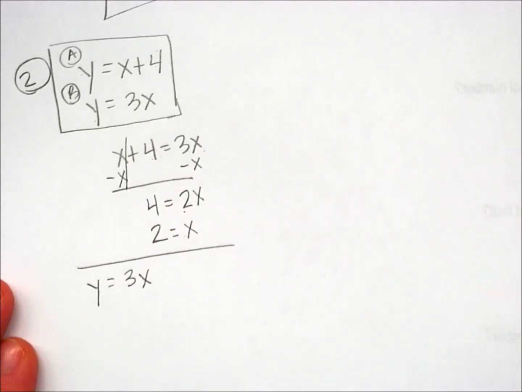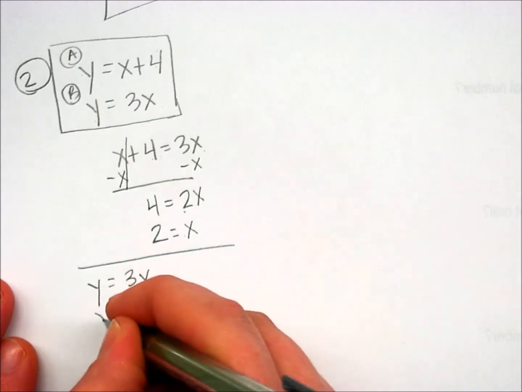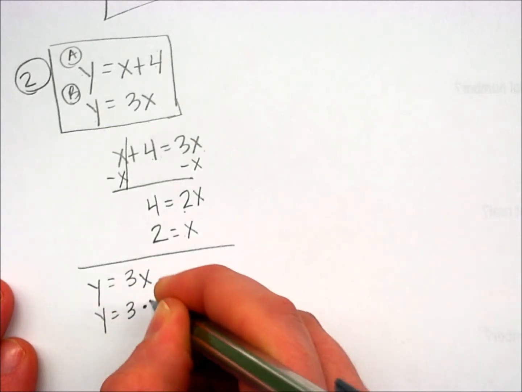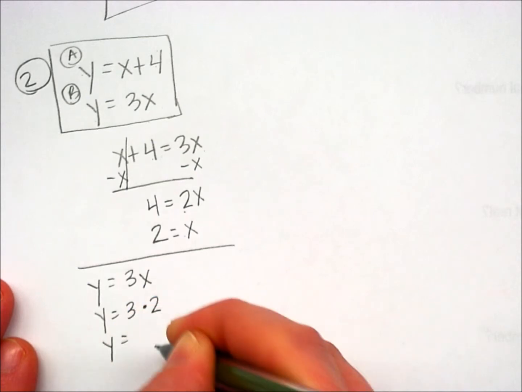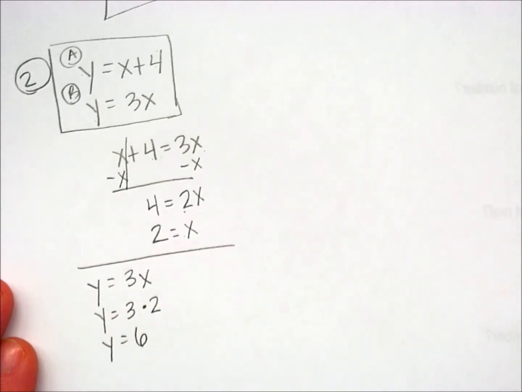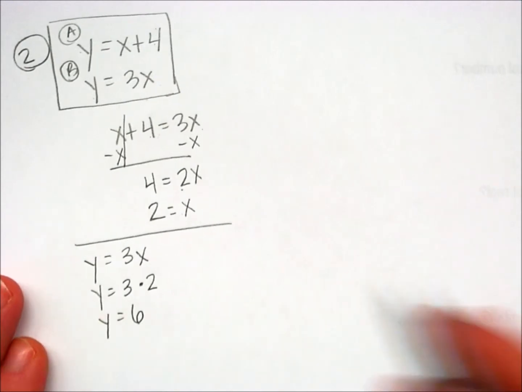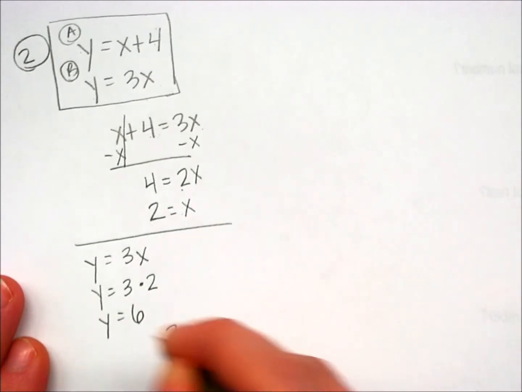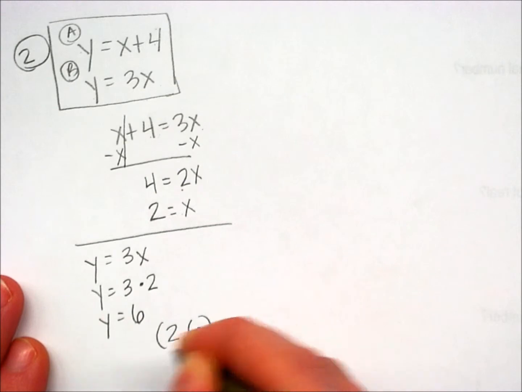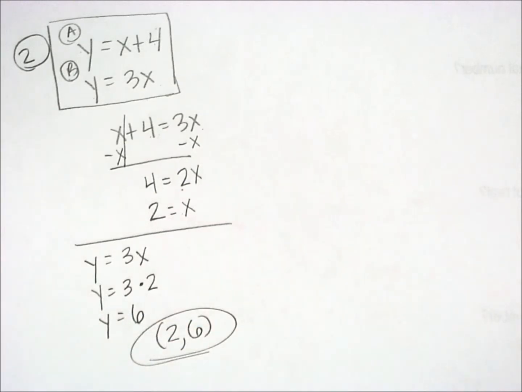So I just rewrote the original equation. And instead of x, this time I'm going to put a 2. So y is equal to 6. Now all I need to do is write the solution, which is an ordered pair. So my x coordinate is 2, my y coordinate is 6. So the solution to the system is the point 2, 6. Meaning if I actually graph those two equations, then I could see that they would intersect at the point 2, 6.